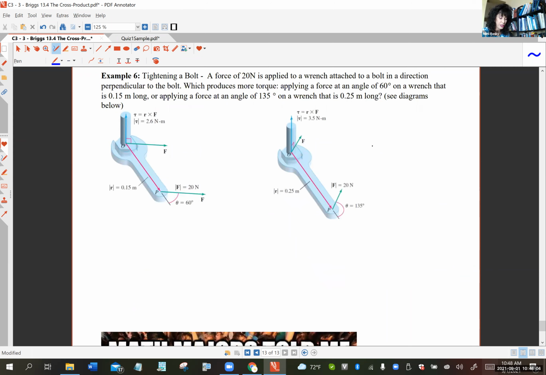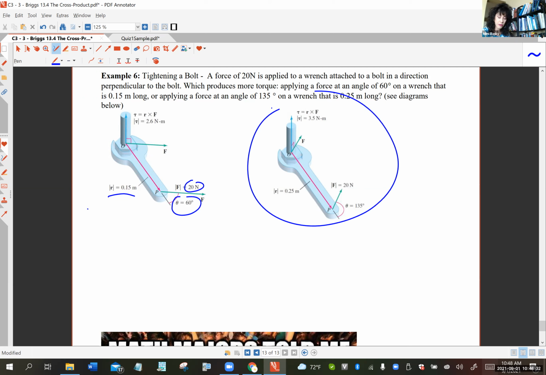So let's do a little physics problem here. Let's say you're trying to tighten a bolt. And in the diagram here on the left, we have a force of 20 newtons, and we're applying it to some wrench that's attached to some bolt. And let's say you're applying the force at an angle of 60 degrees with your wrench, and your wrench is 0.15 meters long. Fine. So we're going to figure out the torque for that diagram, as opposed to this diagram.